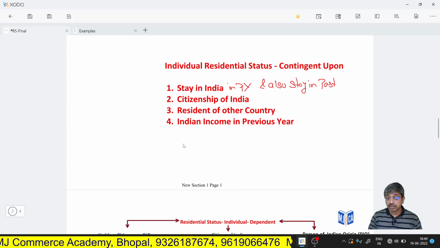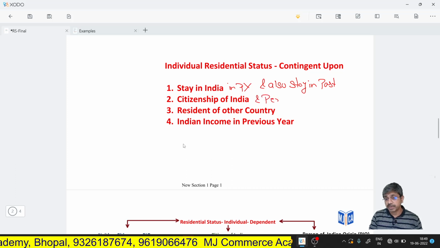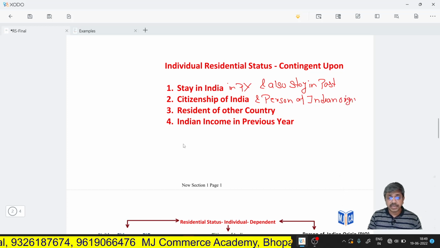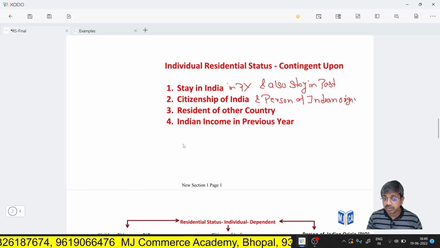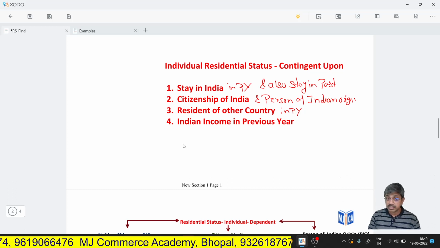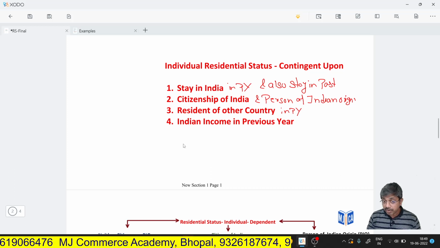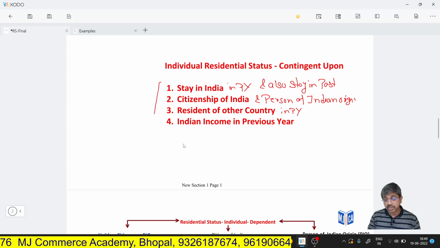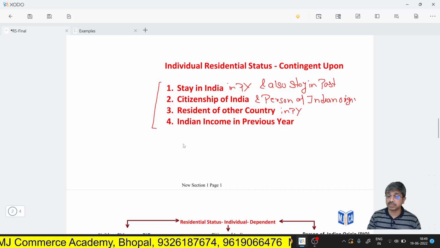Another important factor, introduced just 2 to 3 years back, is that the residential status of individuals is also made dependent upon citizenship of India and being a person of Indian origin. This aspect I will also deal with later. Another factor is whether the individual is a resident of another country in the previous year. This is a newly introduced point in the determination of residential status. Another factor is the level of Indian income of the individual in the previous year. So residential status of an individual is dependent upon these four factors.